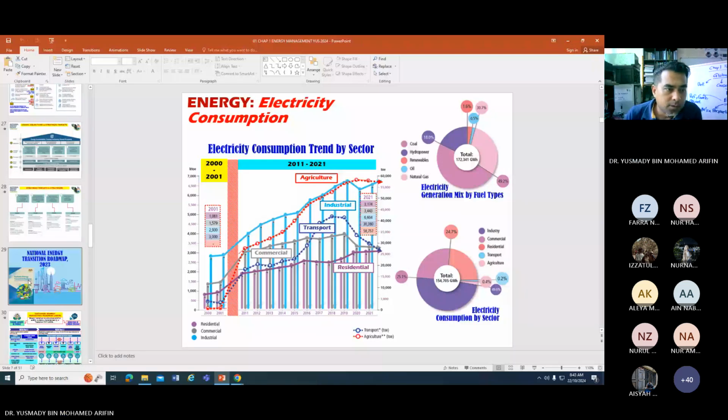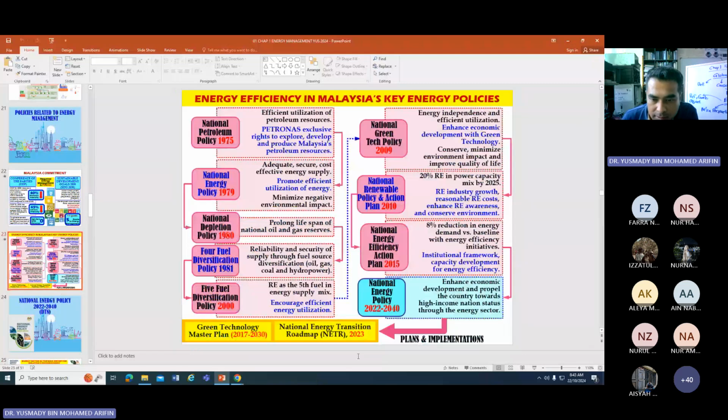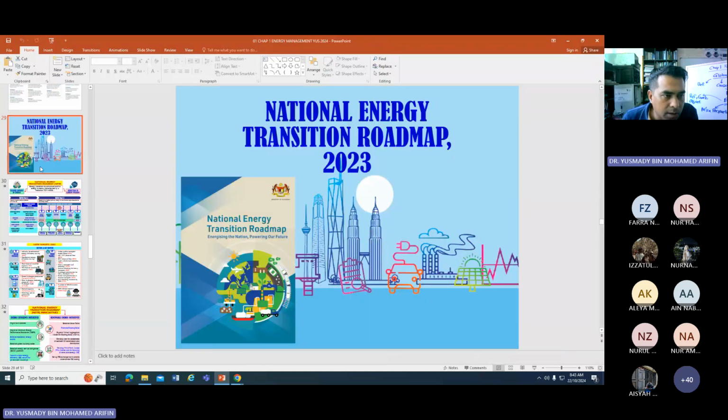Okay. So if you go back to this line, I explained that under the National Energy Policy there are a few plans and implementations, about 2 or 3. First, the National Energy Transition Roadmap and also the Green Technology Master Plan. These are the plans or implementations to make sure the national energy policies are implemented in our country. Okay, so let's go here.